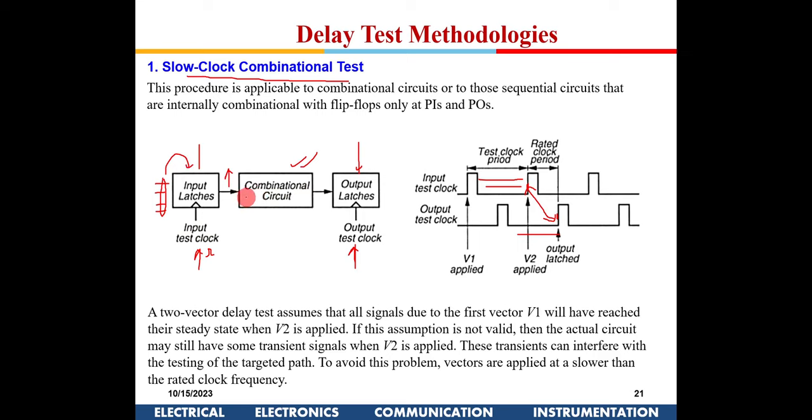I am checking, because each path will have a set of two test vectors. The first test vector has to be settled, and only then do you give the second test vector. So you use a slower clock and give more time for the first test vector to settle. Once you apply the second test vector, at the time you are capturing that data at the output latch, from here to here it is the rated clock. Now here, test vector 1 was applied and already computed, and now we check how much time it takes for the output to be correctly captured. This is known as slow clock combinational testing. Is this okay with all of you?